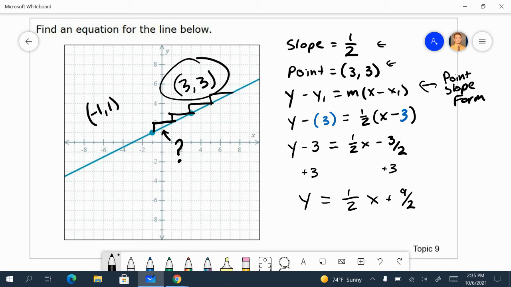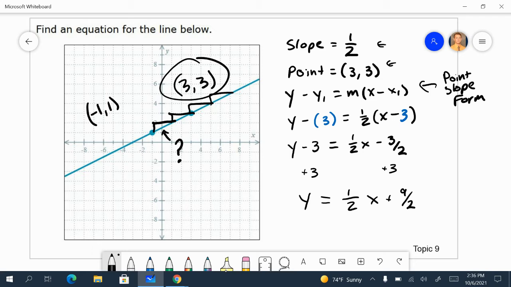Then I've got my point slope form, and all I need to do is fill in the pieces. So I filled in y minus 3 for the first part, and then I put my slope in there, and then I did x minus 3 as well. And that's where I seem to have went wrong, maybe. No? I don't know.